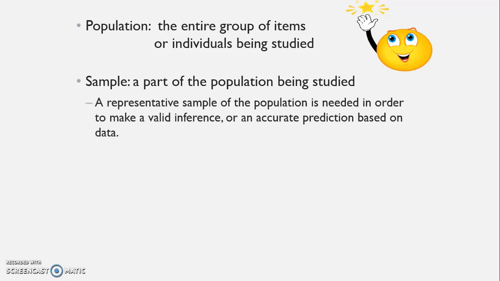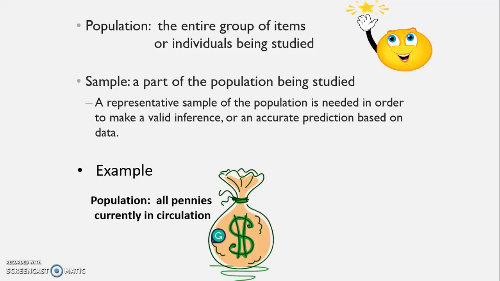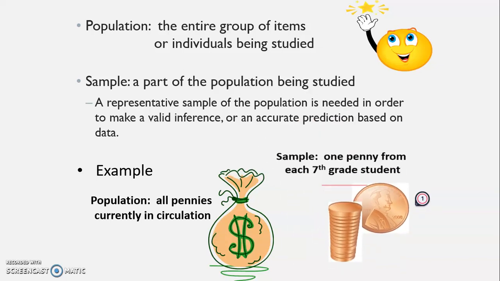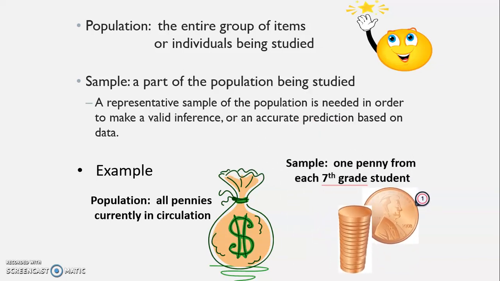And the sample that you take has to be representative of the population. It has to be large enough, it just has to be representative. It has to be accurate to fit the rest of the population. So if your population was all pennies currently in circulation, your sample could be 1 penny from each 7th grade student. So your sample is going to be obviously smaller than your population, but it has to be representative of everyone. And we're going to figure out how we can do this.